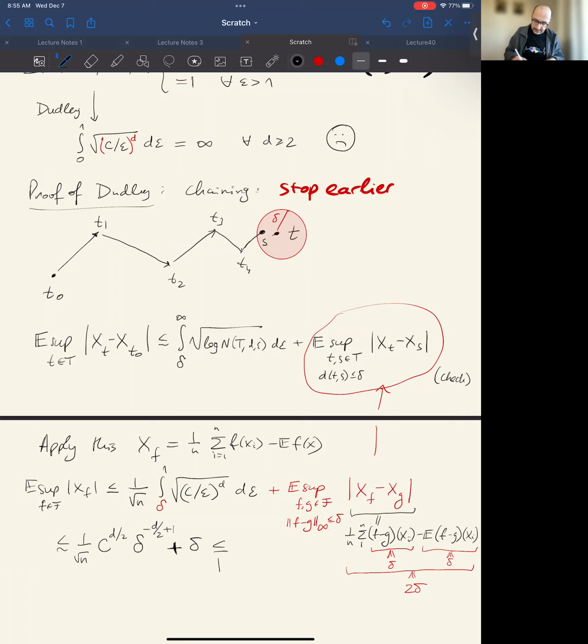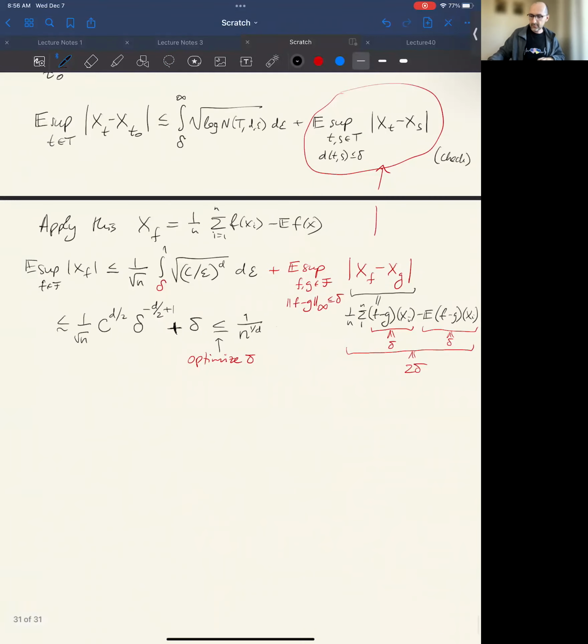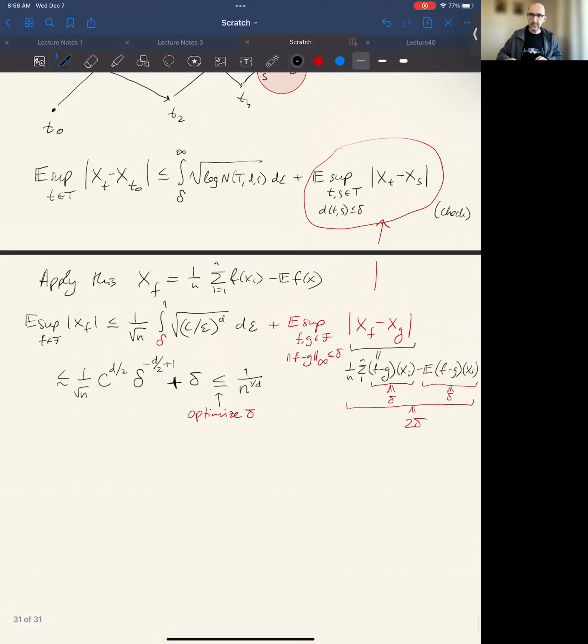So now let's optimize. We can optimize delta. And I did this. It's a very simple exercise, so I'll not repeat it, you just differentiate this one. And with the optimal choice, we get 1 over n to the power 1 over d. Okay, so all of this hard work gives us now the theorem in high dimensions. And it looks like this.